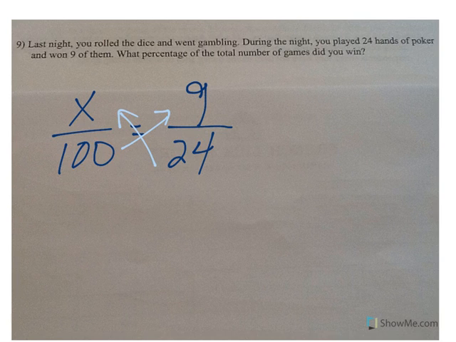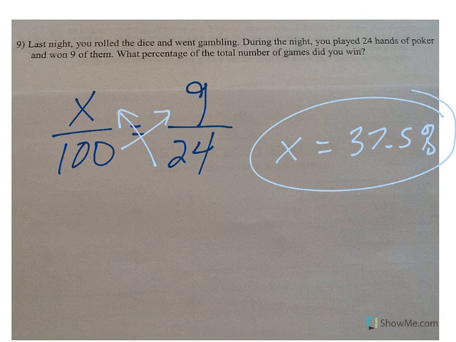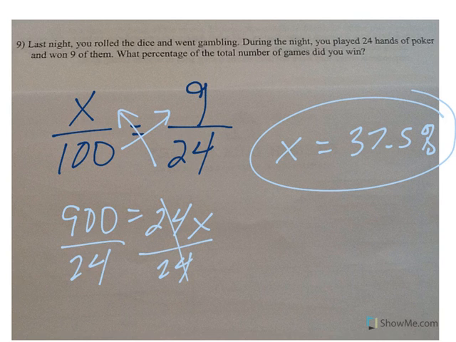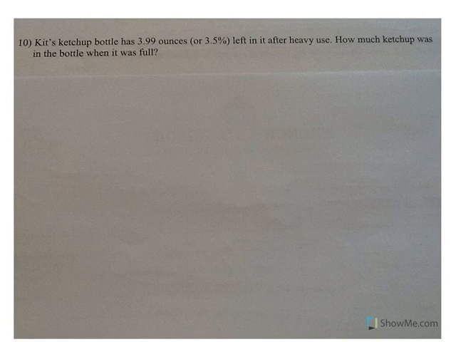So when you cross multiply, you end up with 37.5%. Because remember, you're going to take 900 equals 24x, divide both sides by 24. Just a quick refresher on how to solve proportions. Last problem in this video.